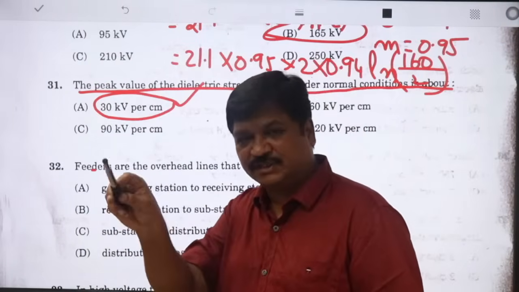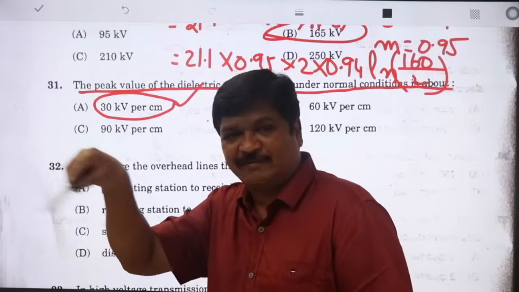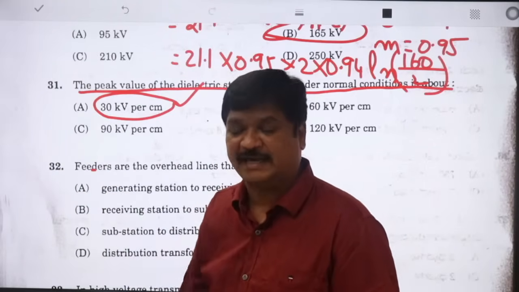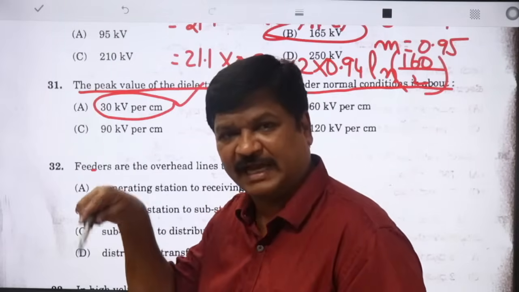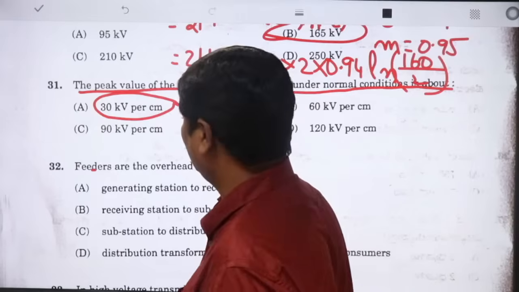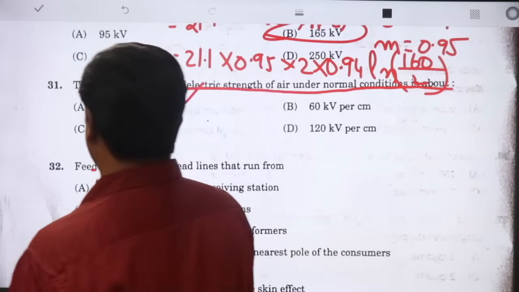If you see, just to verify our notes here, when I discussed Corona, what points I covered, you can get it in mind. I hope all of our SAIMEDHA students have written all these questions. 30 kV per centimeter.